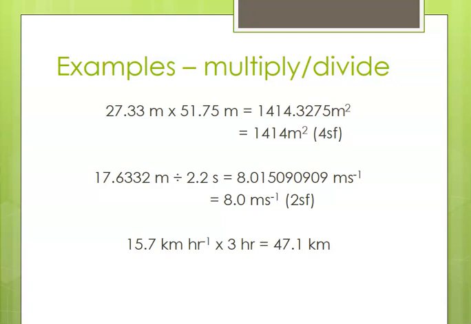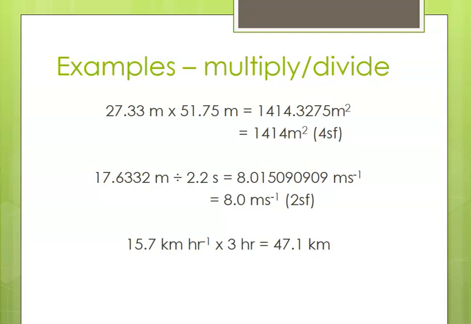Let's say a cyclist is travelling at 15.7 kilometres per hour and they're cycling for 3 hours. If you bung those numbers into your calculator, you will get a distance travelled of 47.1 kilometres. But that 3 hours is only accurate to 1 significant figure. That means realistically it's actually somewhere between 2.5 and 3.4 hours. We haven't been given any more detail than that. So it's about 3 hours.